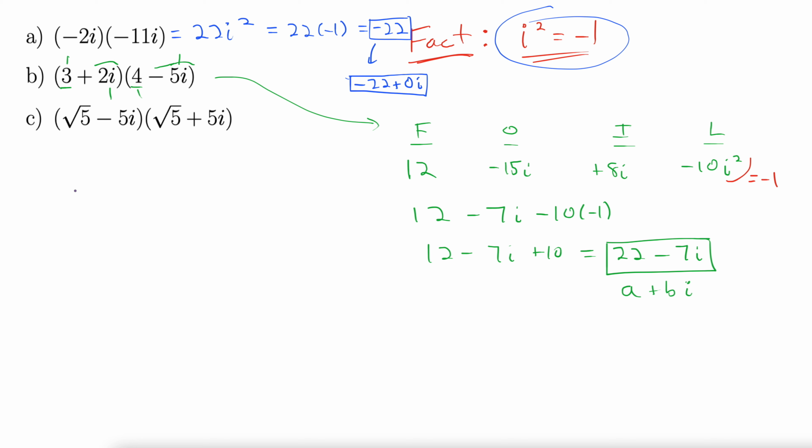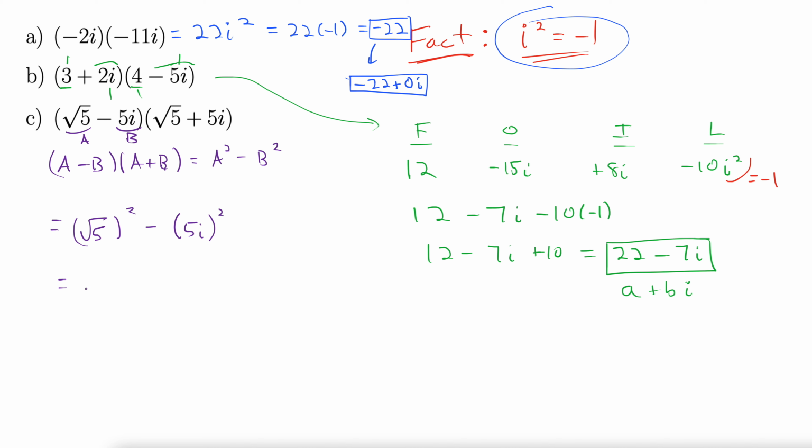Let's look at C. Note this is of the form a minus b, a plus b, which there's a formula for. If you recall, that formula is a squared minus b squared. You can also just FOIL this together, but I'm going to use the formula. So this rad 5 is our a, and 5i is our b. So this whole thing comes to rad 5 quantity squared minus 5i quantity squared.